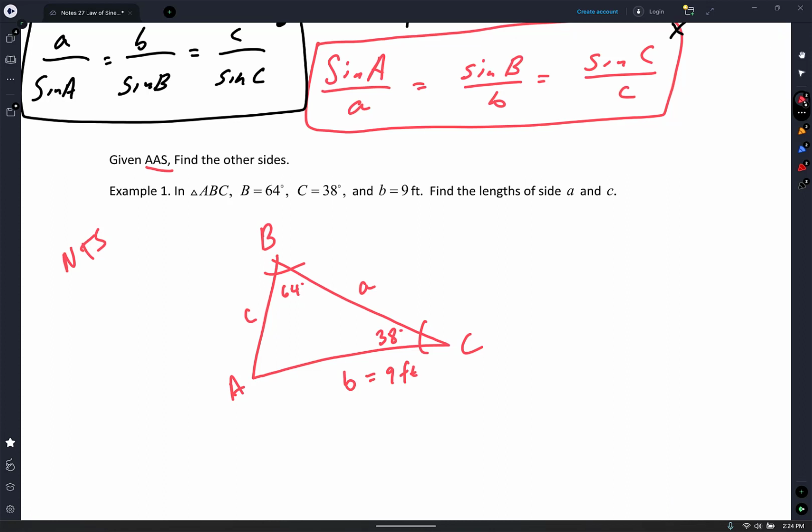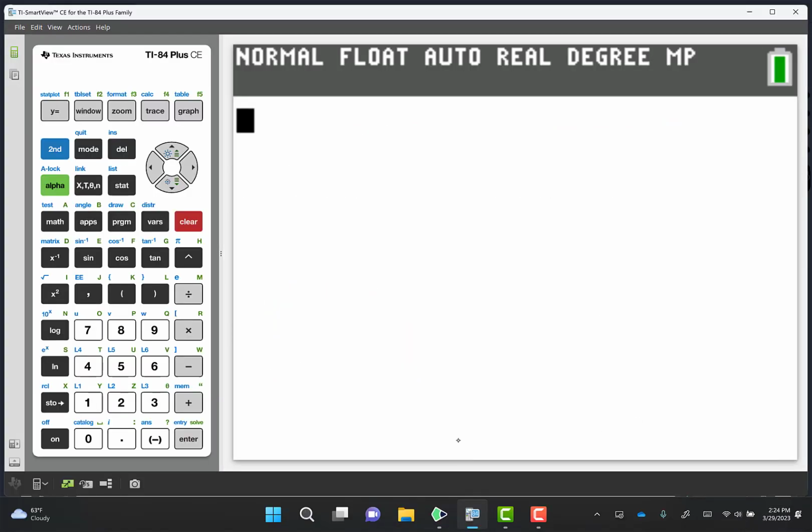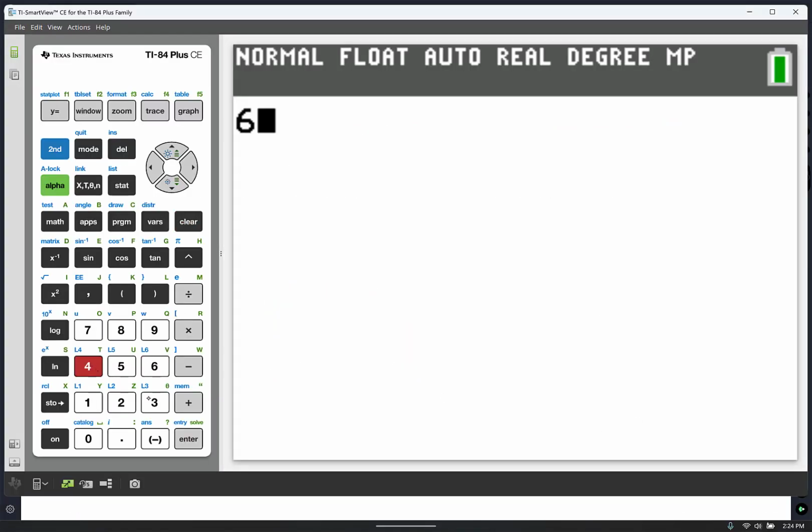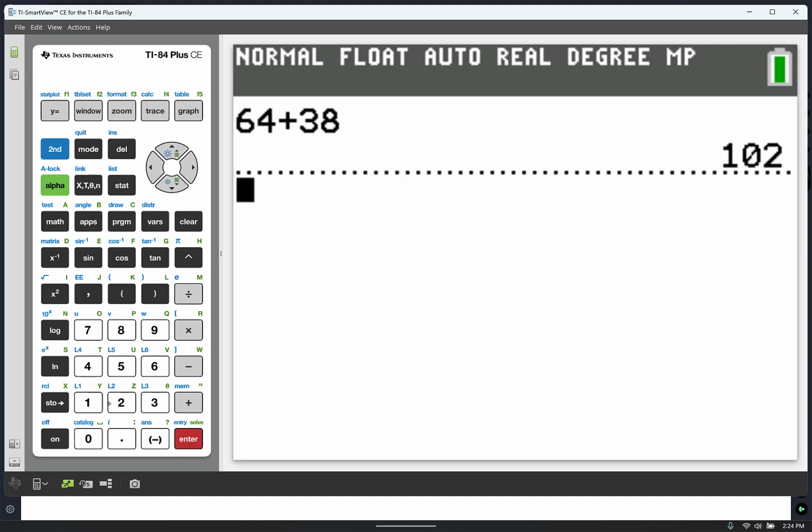Okay, before I even start, I know that all three angles in a triangle must add up to how many degrees? 180. So go 64 plus 38 in your calculator. And I know you guys can probably do this in your head. What's that, 102? Yeah. And then subtract that from 180.